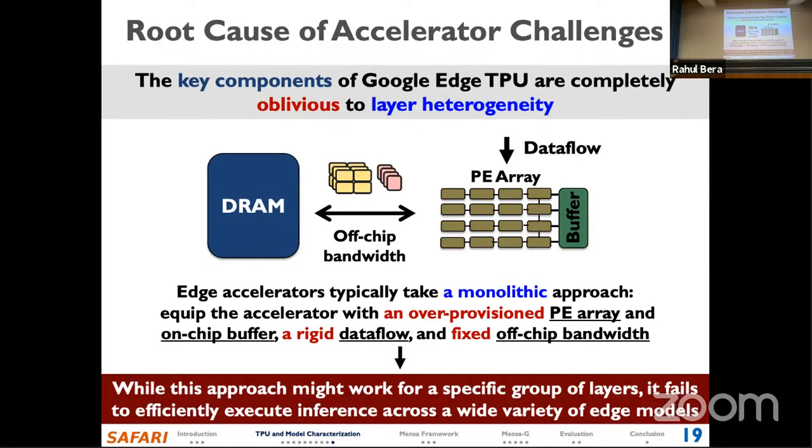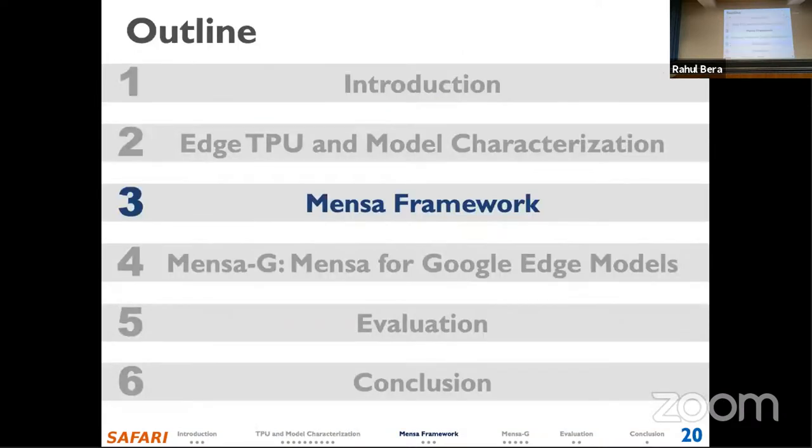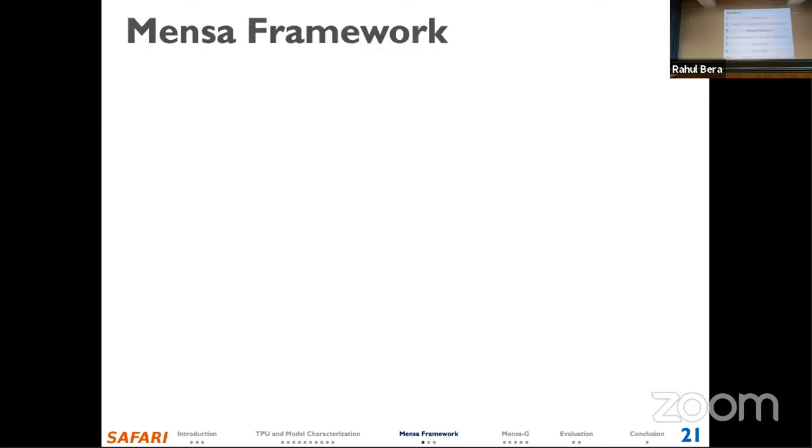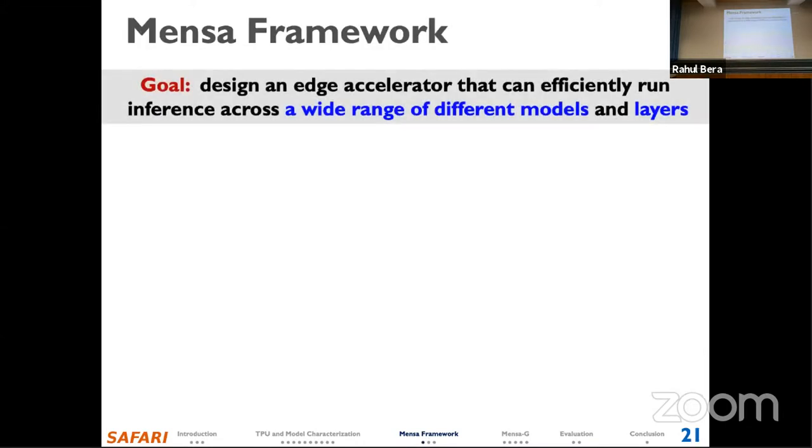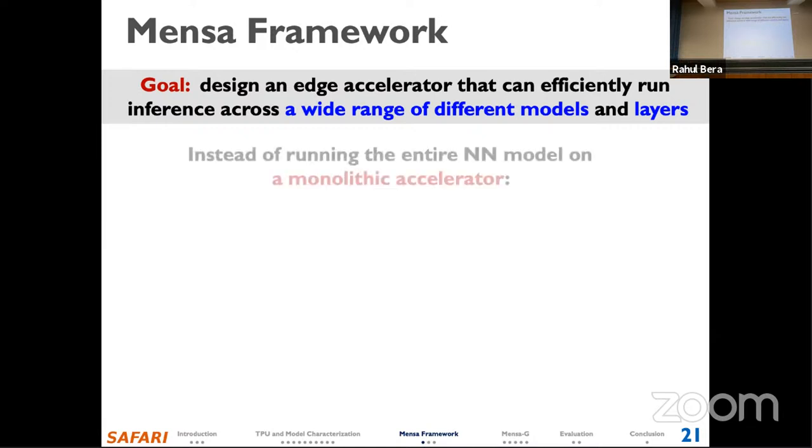So, having all of these problems in mind, we are going to provide a solution, which is our Mensa framework. The goal here is pretty much to fix all of those problems that we just identified, right? We want a solution, one accelerator or a set of accelerators, that can somehow cater to these different model properties and also different layer properties inside a single model.